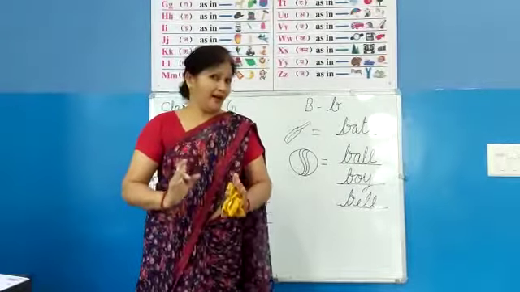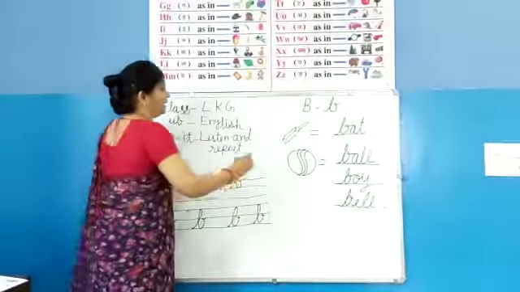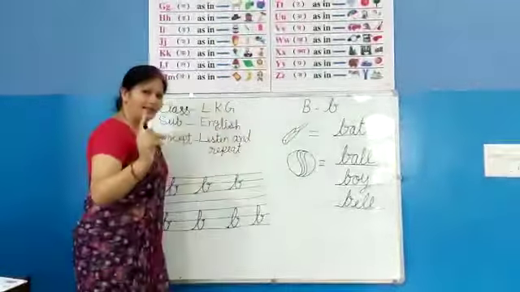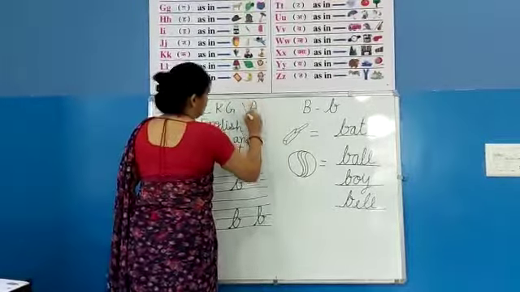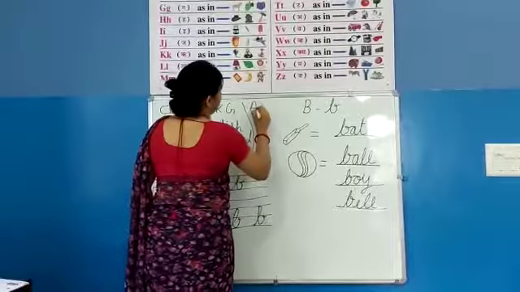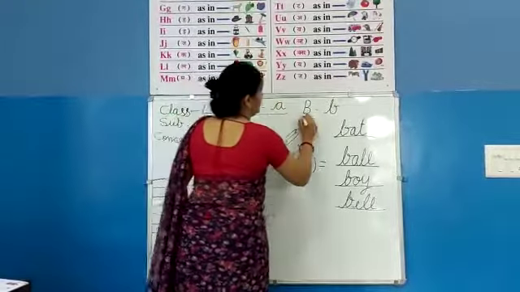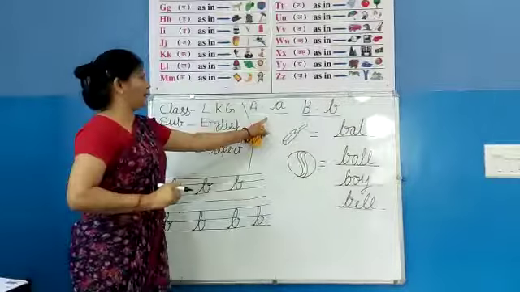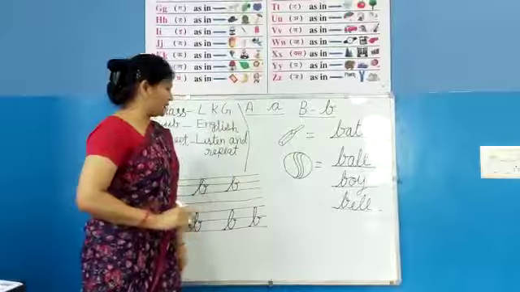Letter A and letter B is finished. And you know, children? Okay. Letter A. And letter B. Okay. Letter A and B. Completed. Okay, children.